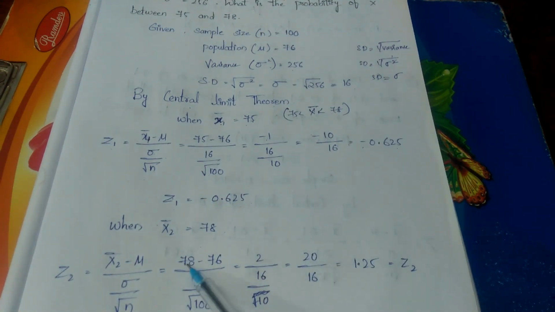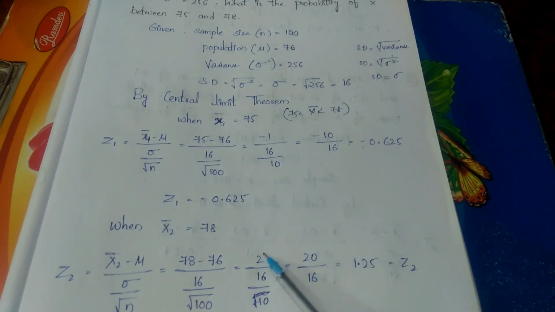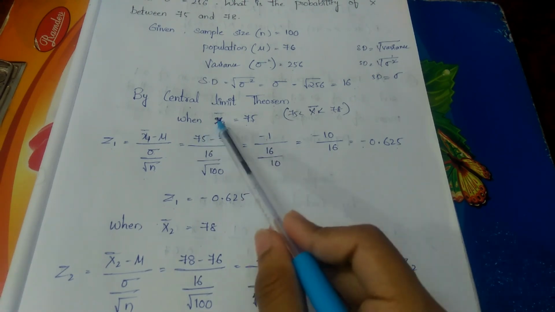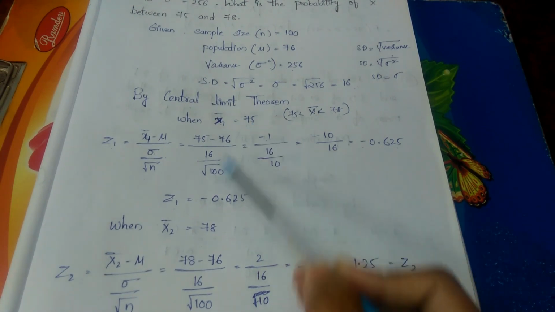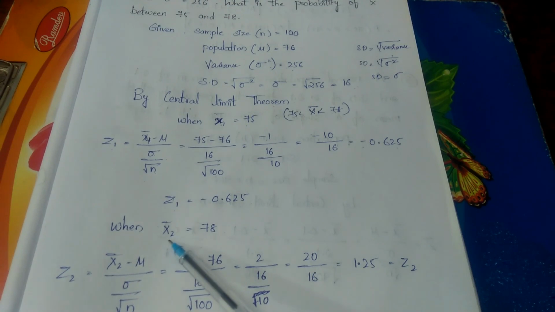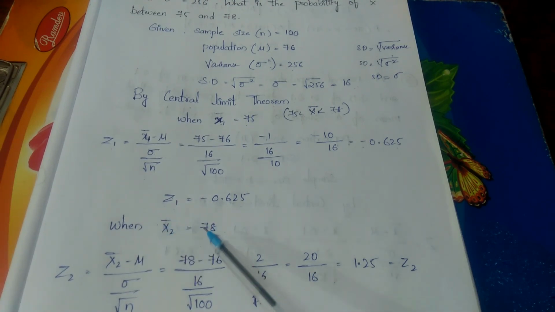So that comes as 78 minus 76 is 2, divided by 16 and divided by root of 100, which is 10. Now when this goes to the numerator, it multiplies with the 2. So 2 into 10 is 20, divided by 16. So 20 divided by 16 is 1.25. So this is the z2 value. So whenever the x1 value is 75, z1 is minus 0.625. Now whenever the x2 value is 78, the z2 value is 1.25.